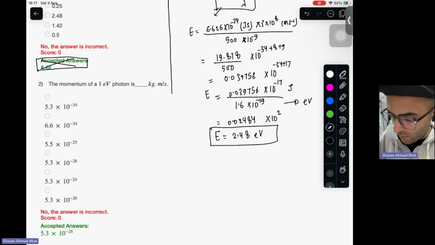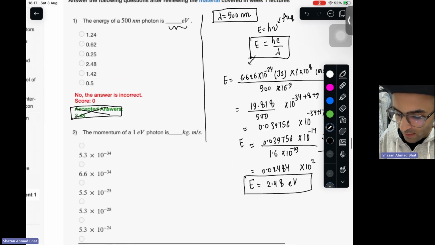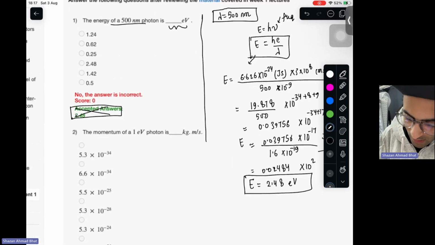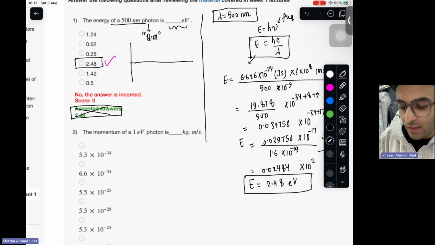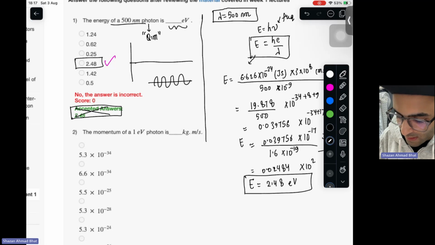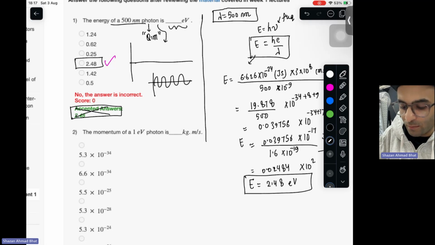So this is the energy of a photon with a wavelength of 500 nanometers. So the answer of this question is 2.48. So what does this mean? A photon is basically a quantum mechanical picture, first of all. It is not directly what you might be thinking, some kind of electromagnetic wave. Yes, definitely it is, but when you go to a single particle picture, that is how you arrive at a photon picture. And this particular question is about a photon.